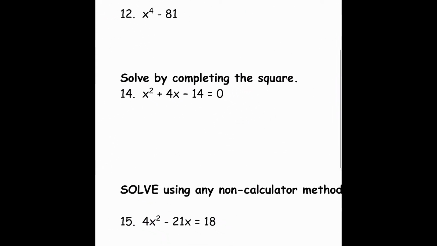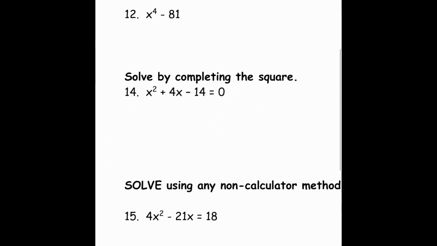Okay, number 14, my favorite, completing the square. First thing I want to check is if a is 1. In this case, a is 1, so there's nothing else we really have to do there. I'm going to take half of b. b is positive 4, so half of it is 2. This is a very important number, it's going to come up in a little bit. When we square it, we get 4, which is the number I need to add to both sides.